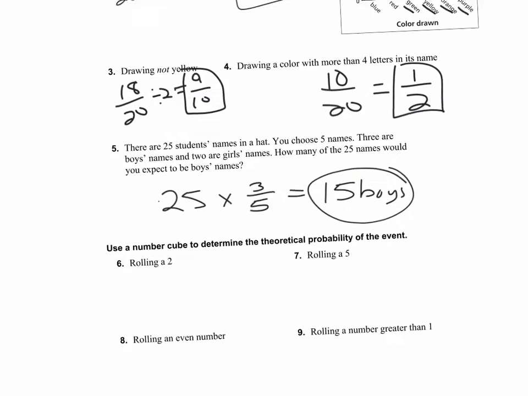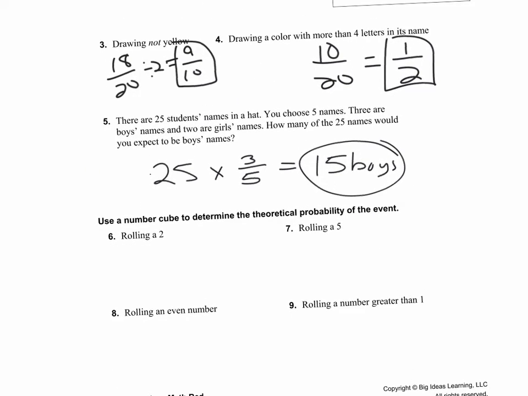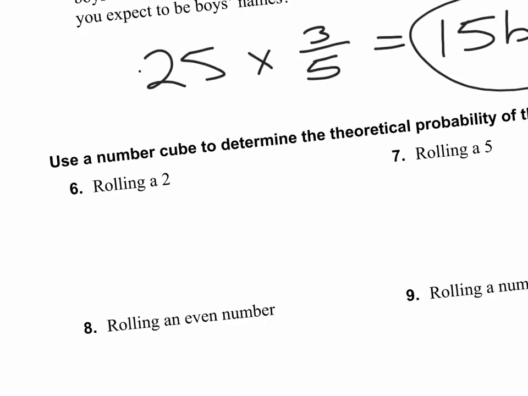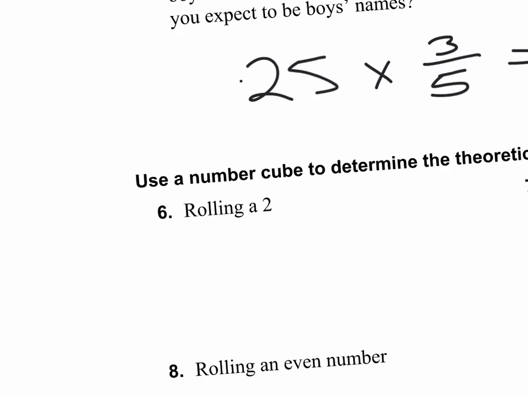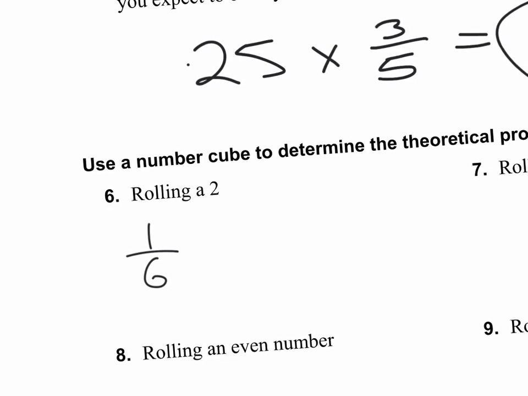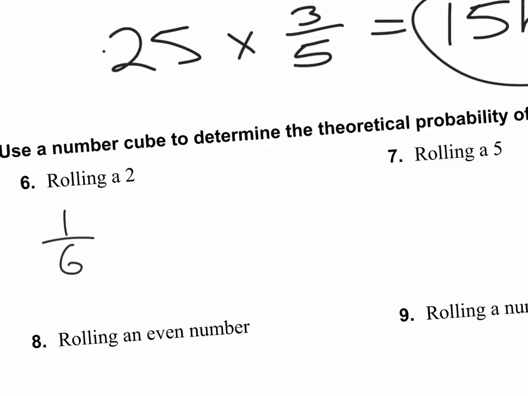Okay? Alright. Using a number cube to determine the theoretical. Theoretical, we aren't actually rolling it, we're just thinking about what would happen. So theoretically, rolling a 2. How many ways can I get a 2 on a cube? 1, right? And there's 6 different options. So rolling a 2 on a cube would be 1/6. Theoretically, you should get that every 6 times you roll the cube.